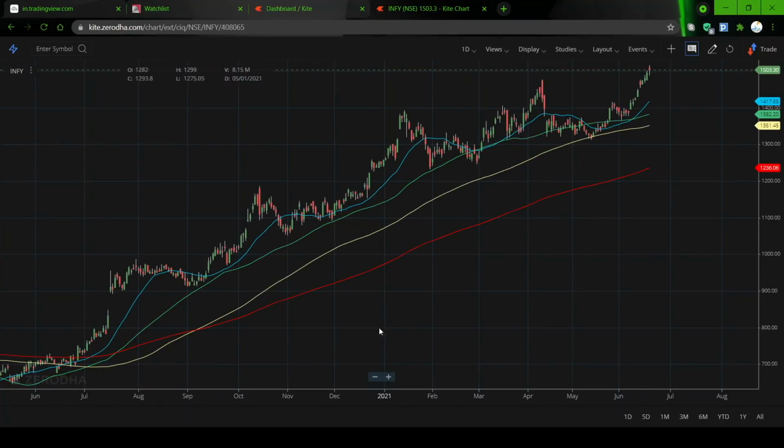You can see Infosys, almost similar pattern. From June to current June, you can see how the price has moved. There was a gap up. So again, you can see that it is taking support at 50 moving average. And one support it has taken at a 100 moving average. Okay. So what has it done?